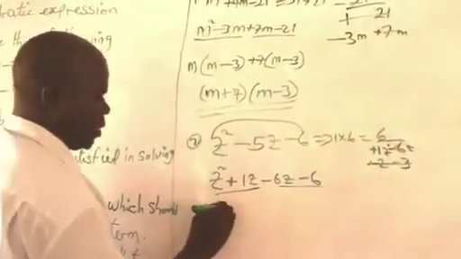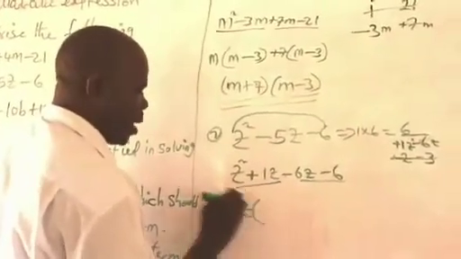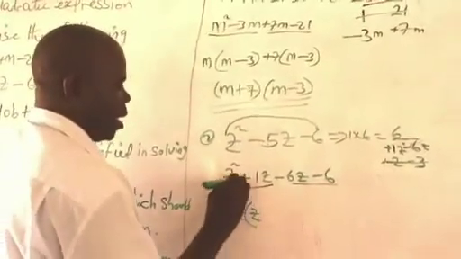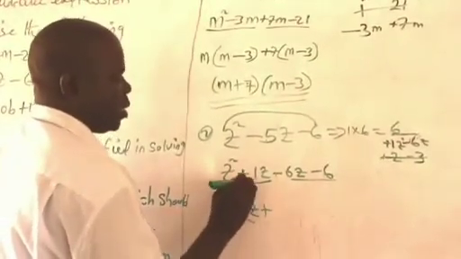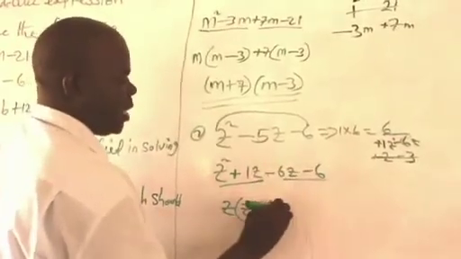What is common here is z, because z is found here, also found here. Write out z. Open the bracket. Z squared divided by z is z. And then bring down your plus. Then 1z divided by z, it will be 1. Close the bracket. What is common here is minus 6.